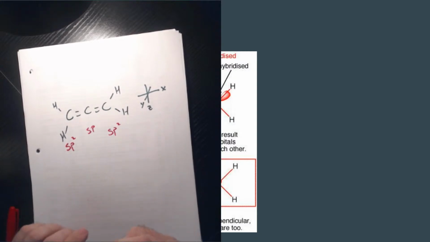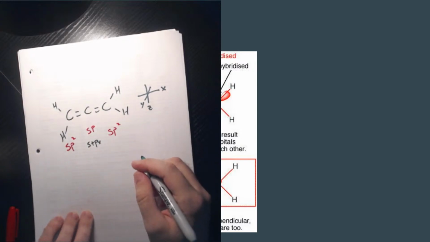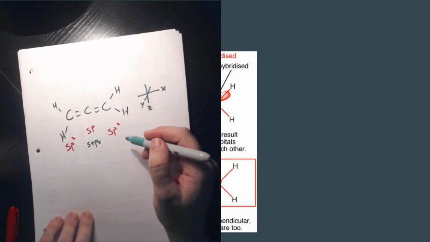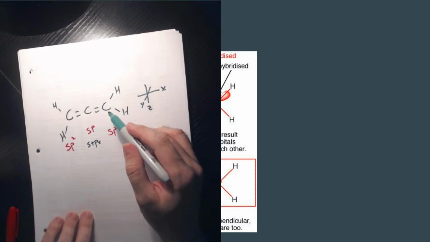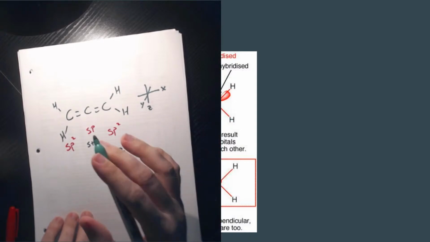So in order for this guy, this carbon, to hybridize sp and point in the correct direction, it's going to mix its s and its px. These two guys, in order for them to also form in the correct direction, it's going to mix s, it's going to mix px, and it's going to mix a third p orbital.